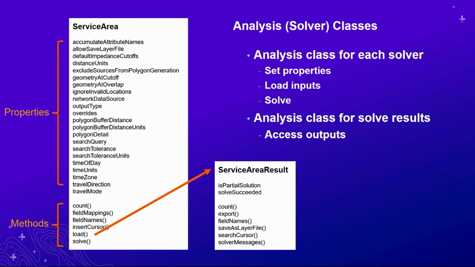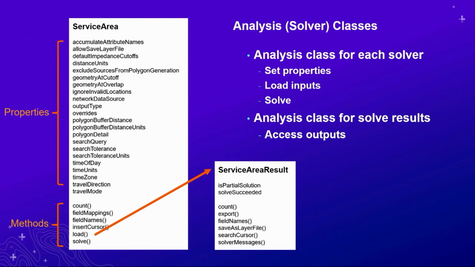Each type of network analysis or solver has its own Python class. When you instantiate the solver object, you need to set the network data source. This can be either a network dataset or a URL to a service such as ArcGIS Online or a service running on your own portal. Note that while the arcpy.nax module was added in ArcGIS Pro 2.4, URL support for the network dataset source was added in ArcGIS Pro 2.5.